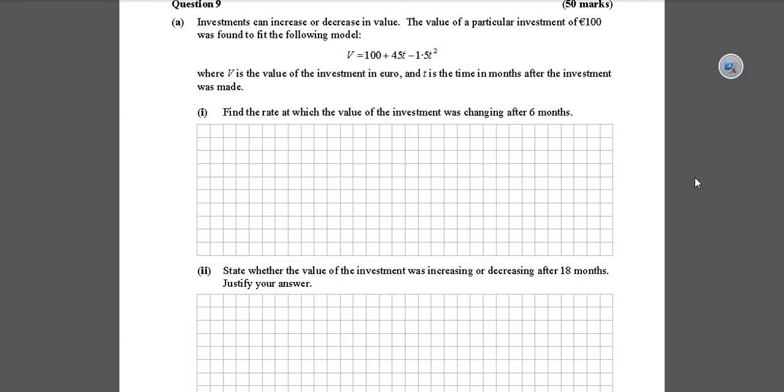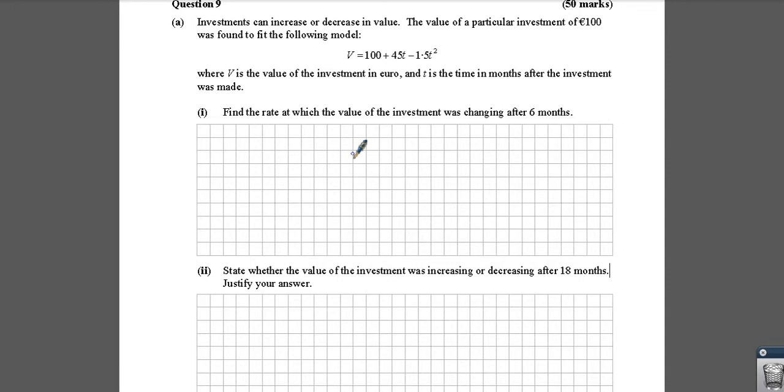In this particular question we have a formula: V equals 100 plus 45t plus 1.5t squared. That tells us the result we want, the value of the investment in euro, V. What we need to do is take the value t, put that into our formula, and we should get a result for our value at any particular point in time. Remember, this is a formula for the value of a particular investment in euro. These formulas are created all the time by different groups of people, particularly banks, in order to figure out how much money there is. So let's have a look at putting values into the formula and seeing what results we get out.